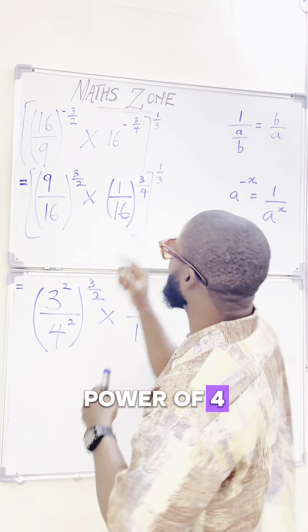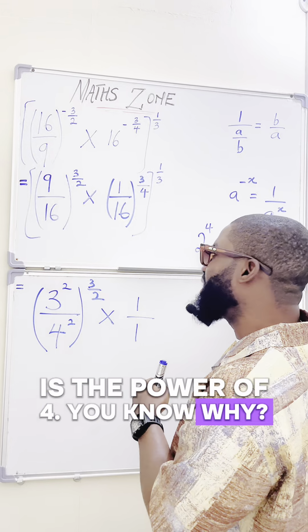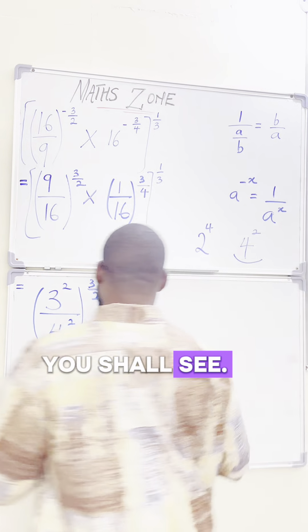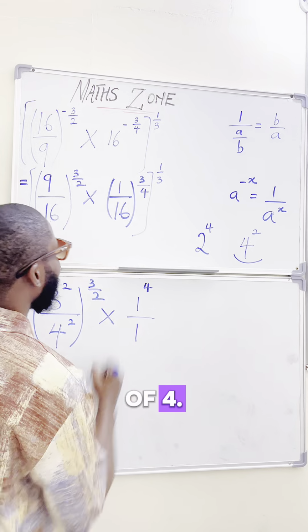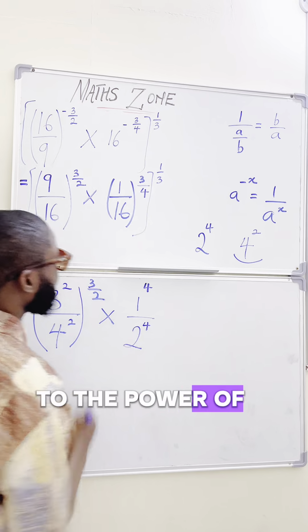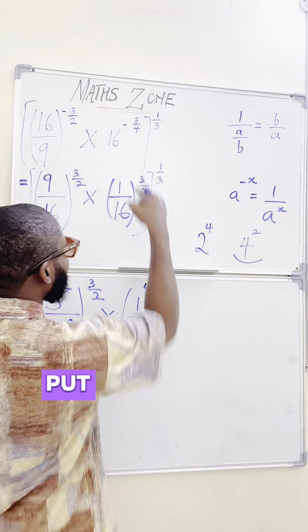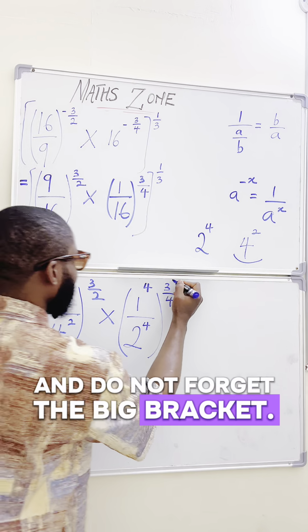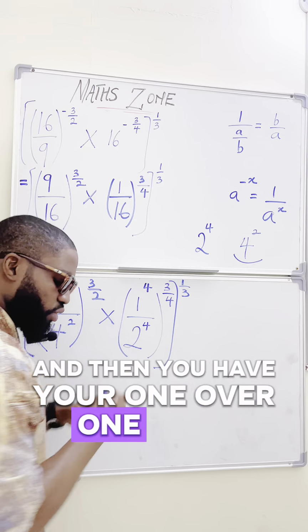The reason I'm changing it to 1 raised to the power of 4 is because I want to change this 16 to 2 raised to the power of 4. You know why? So that this 4 will cancel this 4. You shall see, just follow me. So we change this 1 to 1 raised to the power of 4, and this 16 we change to 2 raised to the power of 4. Then open your bracket, close it, put your 3 over 4, and do not forget the big bracket. And then you have your 1 over 3.